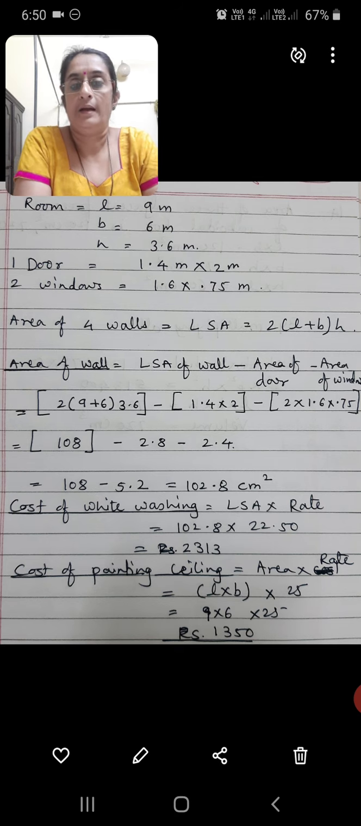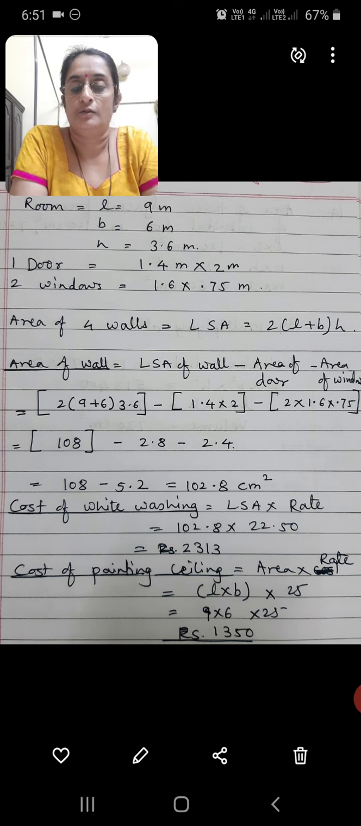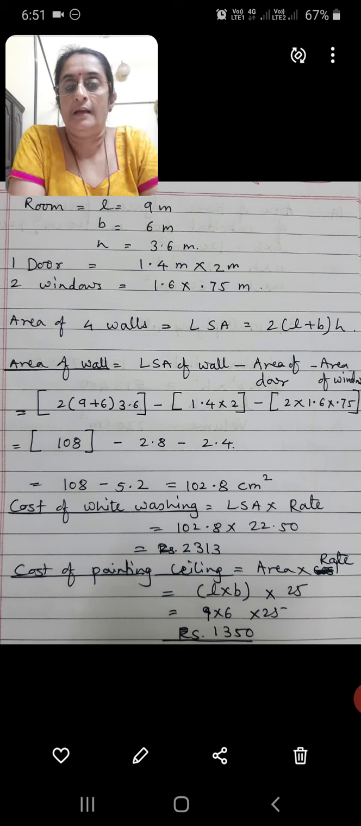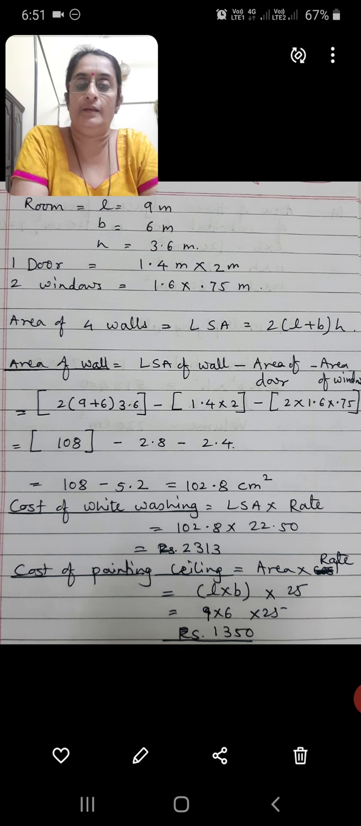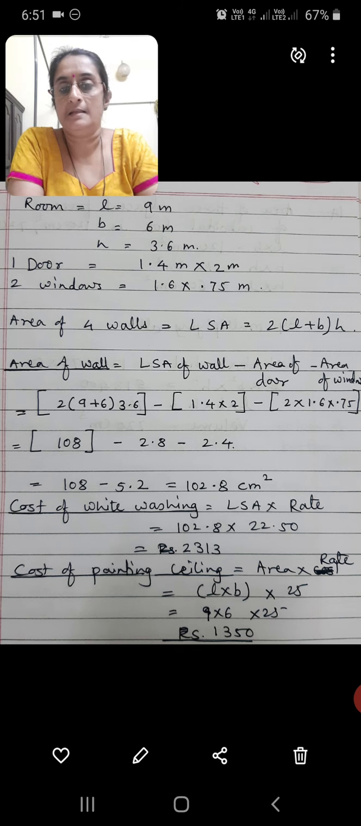The third question is cost of painting the ceiling. Fine. To find the ceiling area, we have to multiply L into B, that is length into breadth of the ceiling, and into the rate. So the rate is 25 per meter square. So area into rate, that is area is L into B, that is 9 into 6, into rate 25, we will get 1350. That is the cost of painting the ceiling.